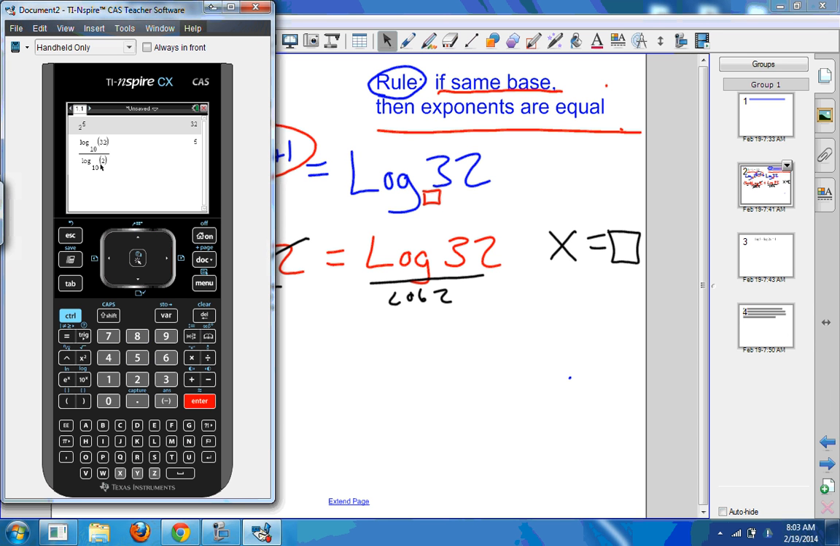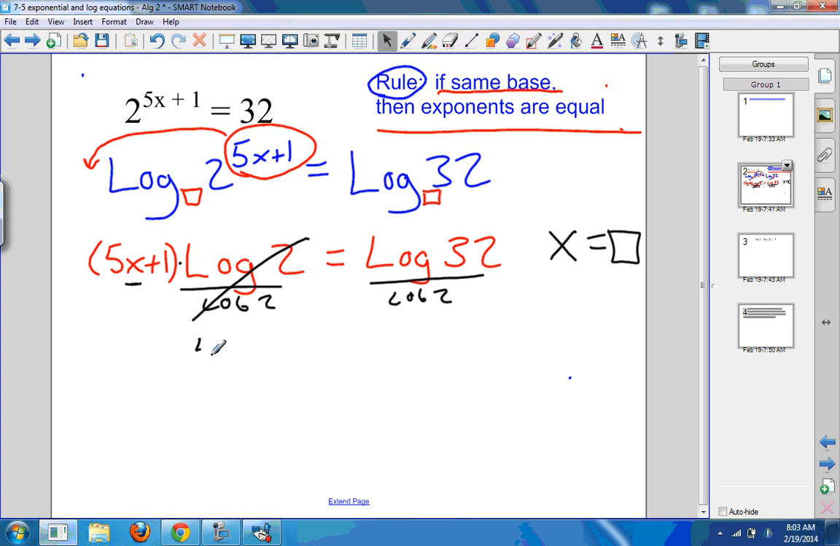That's equal to 5, so I get 5x plus 1 equals 5, which is what we had in the last equation, right? Once again, we subtract 1, we get 5x equals 4. Divide by 5, we get x equals 4 over 5. So if you want, you can change this to have the same base as the other side, or we can take the log of both sides, whichever one's easier for you.